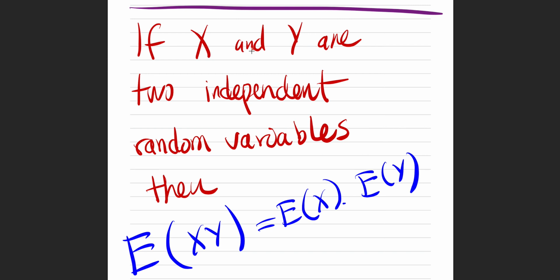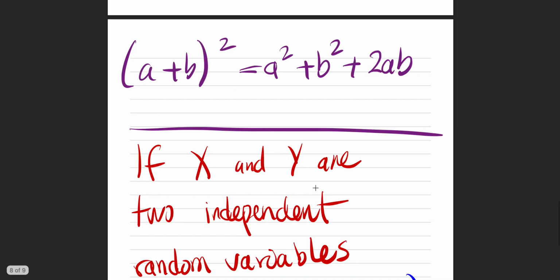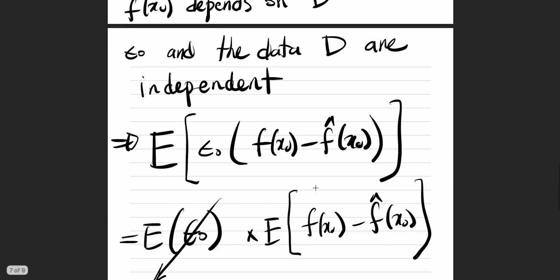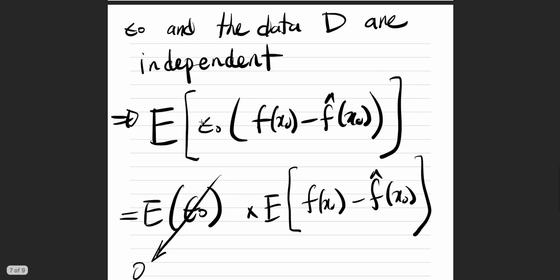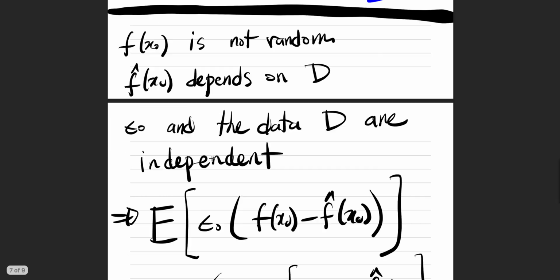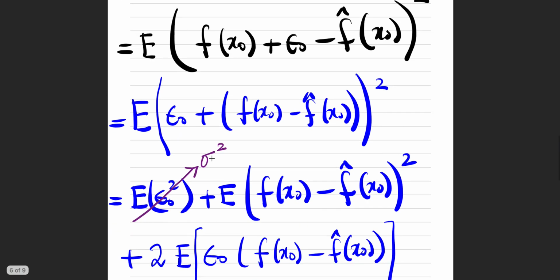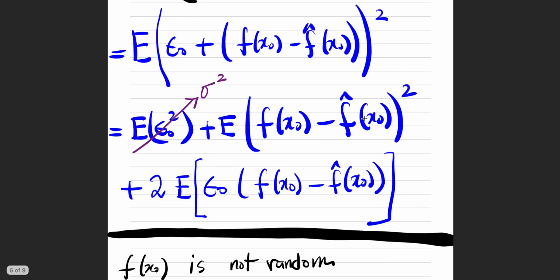So something just to remind you from probability: if x and y are two independent random variables, then the expected value of xy is the expected value of x times the expected value of y. Okay, so that will give us that this term is 0. So essentially, what remains is just this term and sigma square.